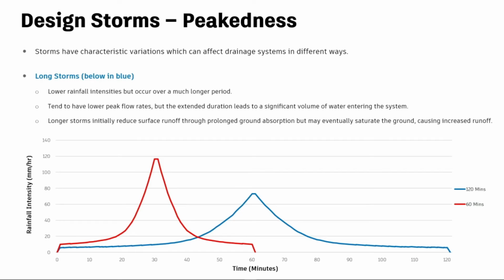The storms in this example are both for a 30-year return period. Therefore, we need to design our systems so they cope with all these storms, big and small.